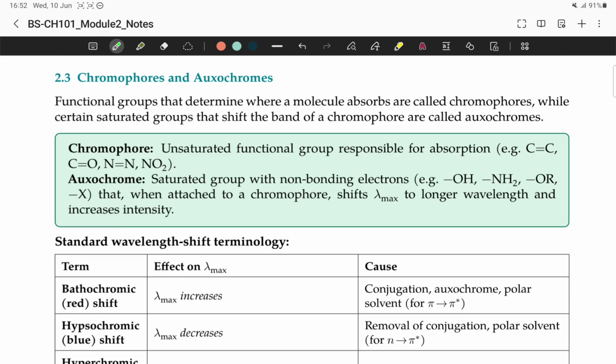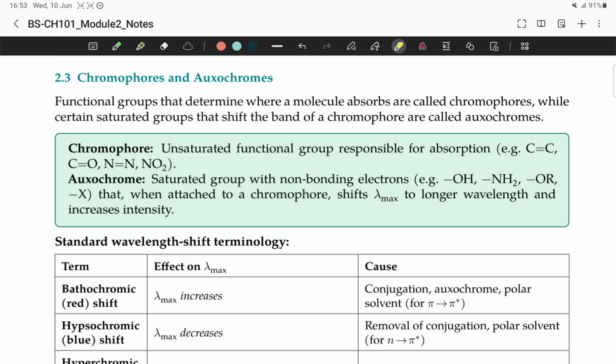So chromophore is directly responsible for absorbing. You know the unsaturated functional groups? These are C double bond C, C double bond O, N double bond N, or NO2. These are the things. Then what are auxochromes?